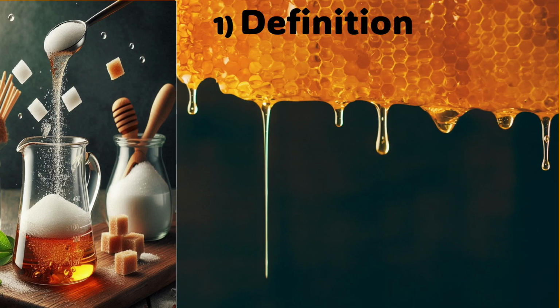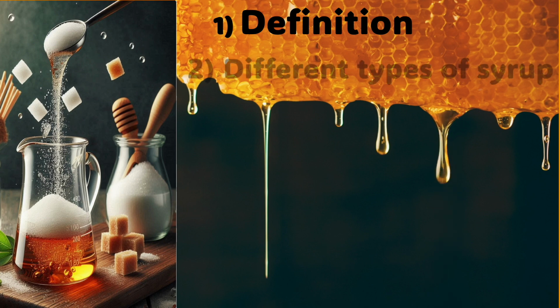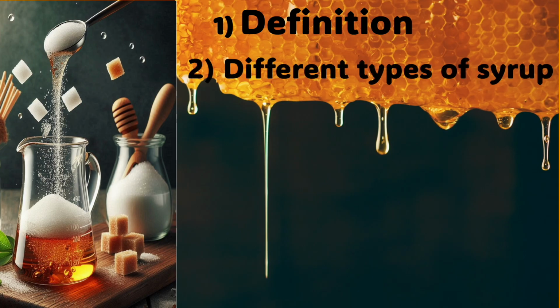Definition: syrup is a concentrated viscous solution of sucrose in purified water, and it is often used as a sweetener or preservative or base in many pharmaceutical preparations. Then, what are the different types of syrup? You have simple syrup, which contains sugar and water. You have compound syrup, which contains water, flavoring agent and coloring agent. And you have medicated syrup, which contains sugar, water and one or more medicinal substances.